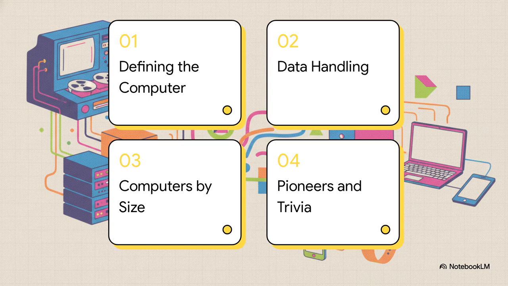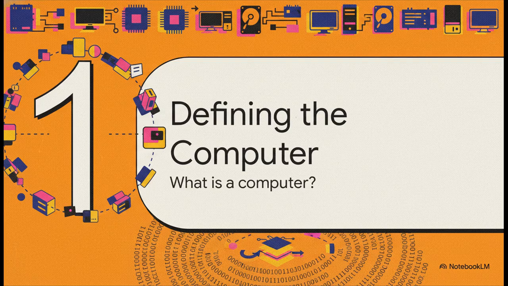So here's our roadmap for this explainer. First, defining the computer. Second, how computers handle data. Third, computers scaled by size. And finally, the pioneers and trivia. All right, let's dive right into section 1, defining the computer.